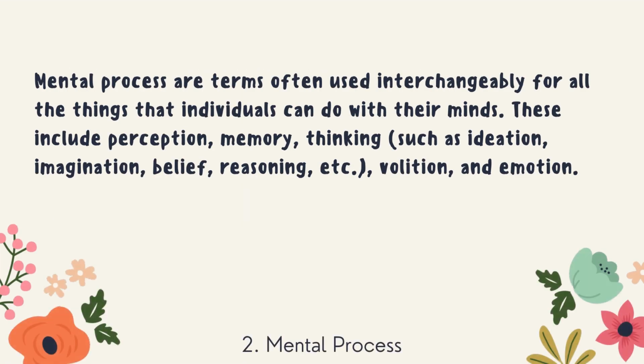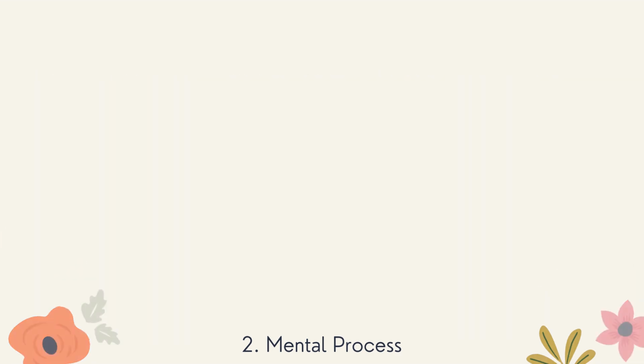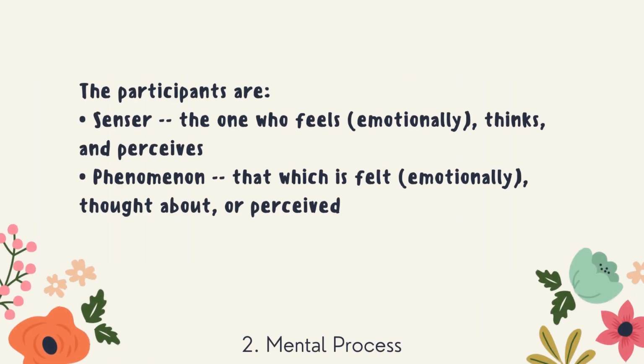The second process is mental process. Mental processes are terms often used interchangeably for all the things that individuals can do with their minds. These include perception, memory, thinking such as ideation, imagination, belief, reasoning, and etc. Also, volition and emotion. There are 2 participants in mental process.